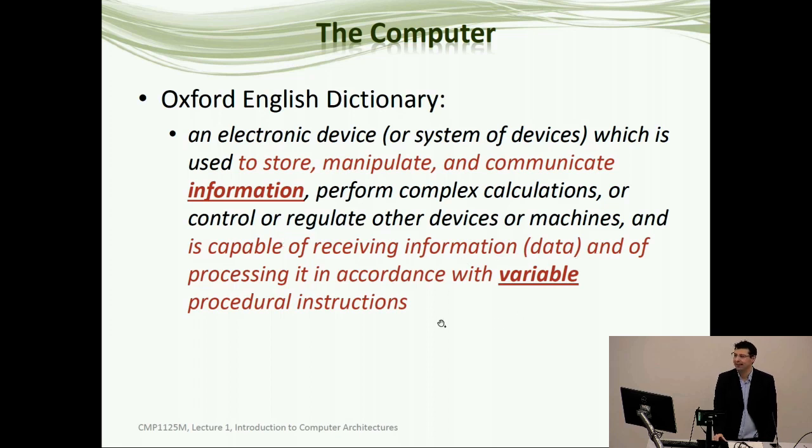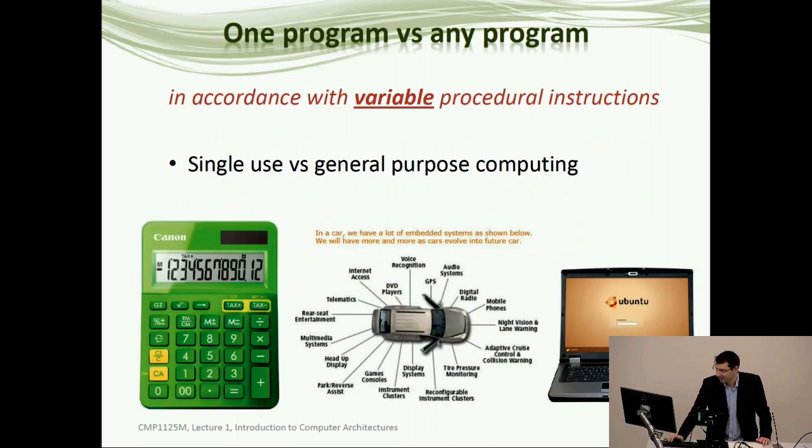So it has to have some input and output as well. It can't just sit there computing in this definition. And it has to be reprogrammable. It has to have variable procedural instruction. So that doesn't have to be the formal definition. That's just what some arts graduates working for the Oxford Dictionary Company have come up with. Okay? So yeah, you've got to have one program versus any program. You've got to be able to run any program on a device to be a computer.